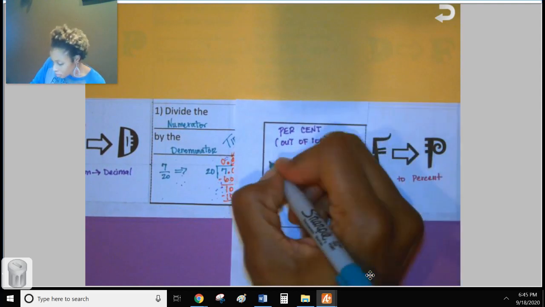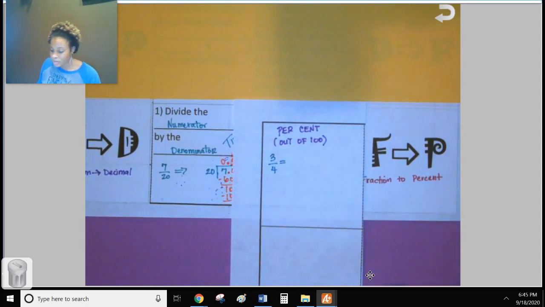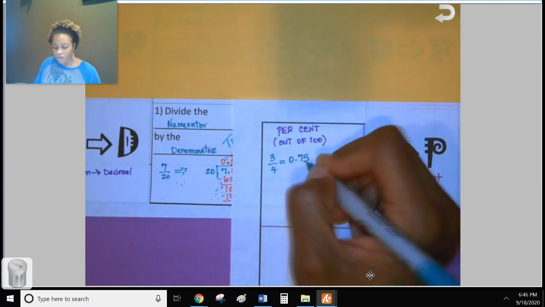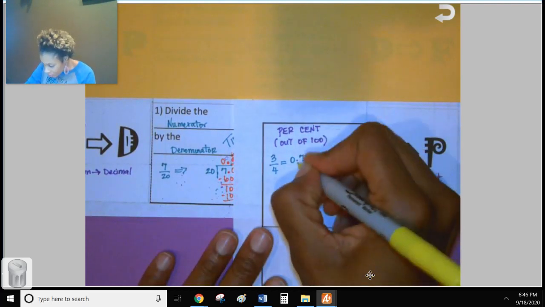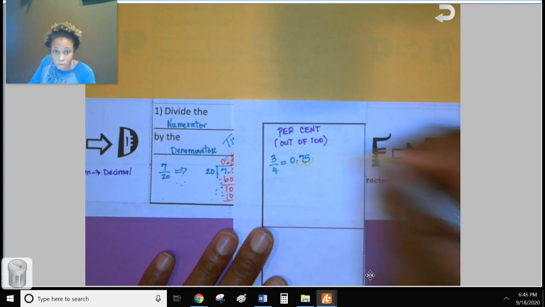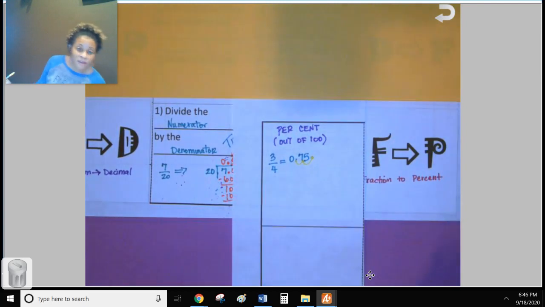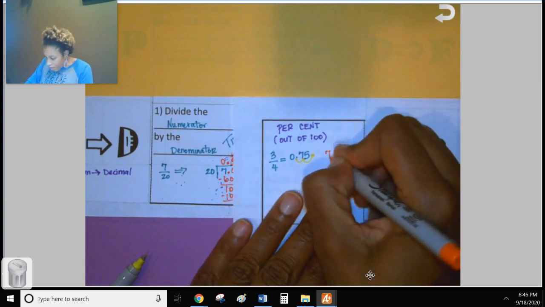So let's start with a fraction we already have, 3/4. We know that 3/4 is 75 hundredths because we did it on the other side. So if I wanted to make it a percent, I would move my decimal point 2 places to the right. So decimal point here, 1, 2. Okay? So my decimal point would end up behind my 5. And it will become 75%.